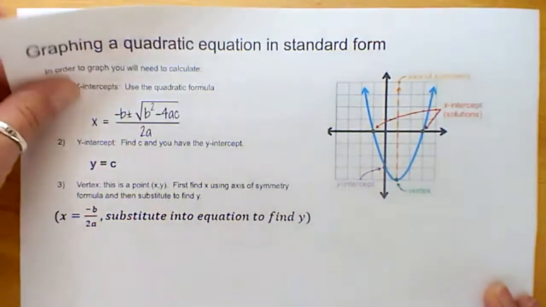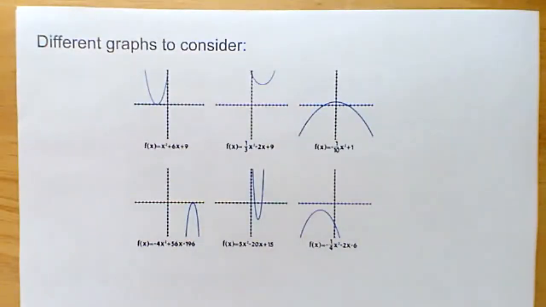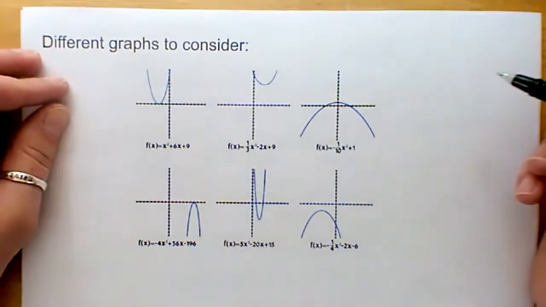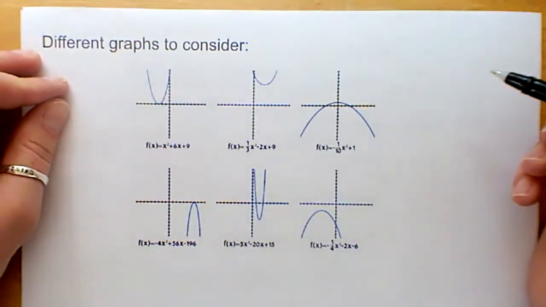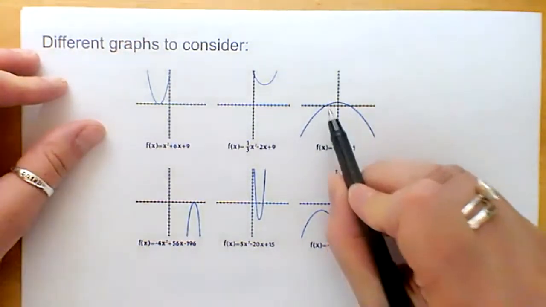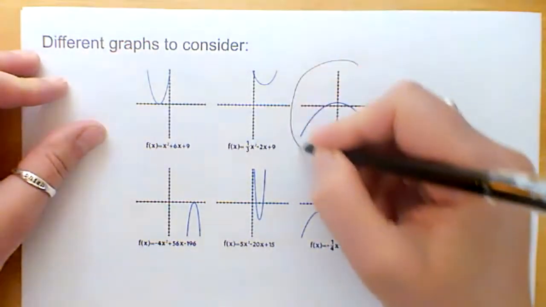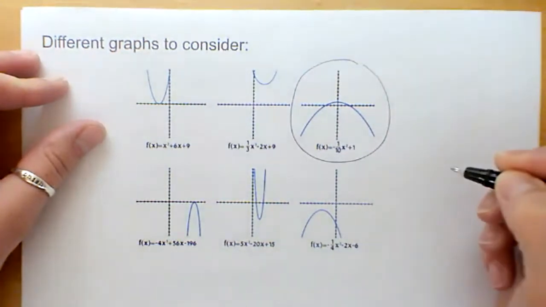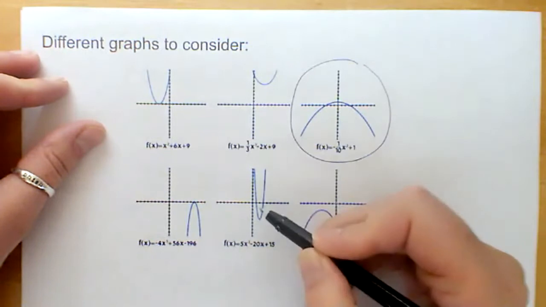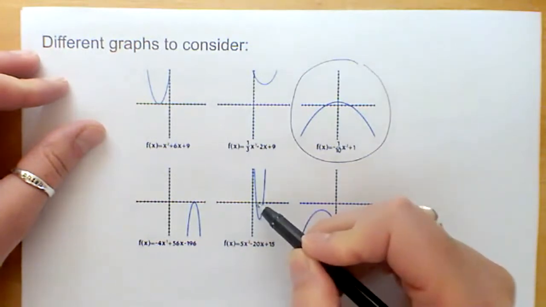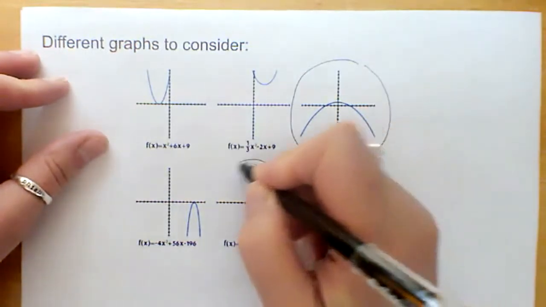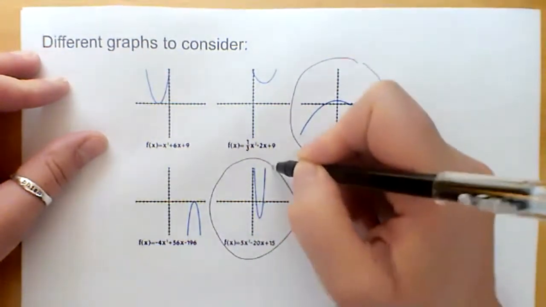Now, before we actually start graphing and using our formulas, I do have to point out that there are different graphs to consider. So there are graphs that cross the x-axis twice, 1, 2. So this is one of the types of graphs that we're going to be looking at today. And right here, this is another graph that crosses 1, 2. And this is another graph that we're going to be looking at today.